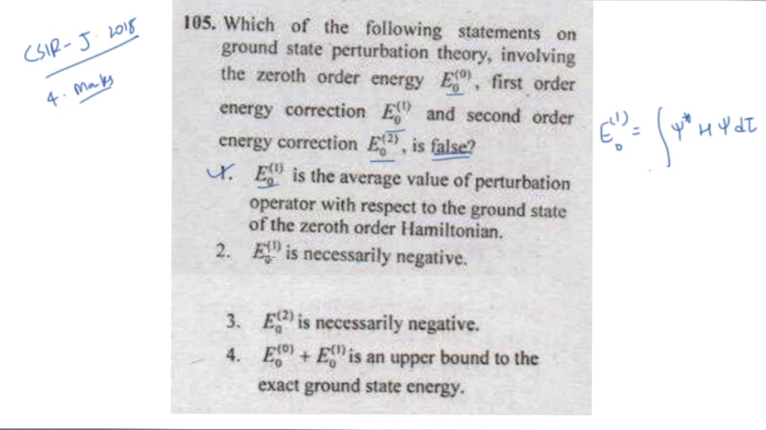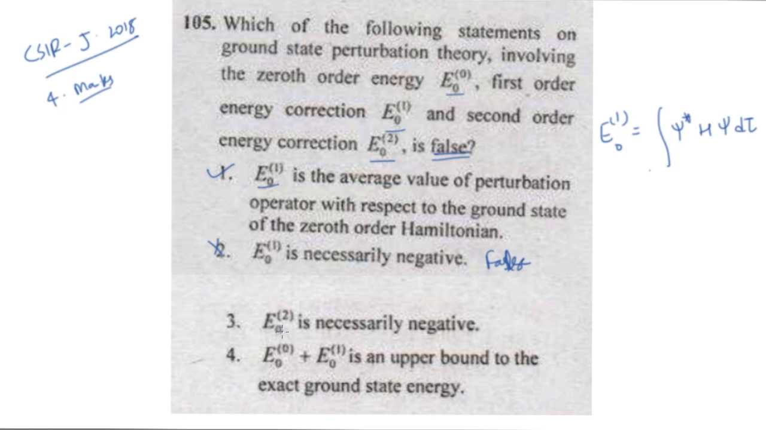The second one says that the first order energy correction necessarily will be negative. So it has to be negative, but that is not the correct case. We have seen that the first order energy correction can become zero also, and it was zero in the case of the simple harmonic oscillator, remember. So it is not necessarily negative. This statement is false, so this is the wrong statement.